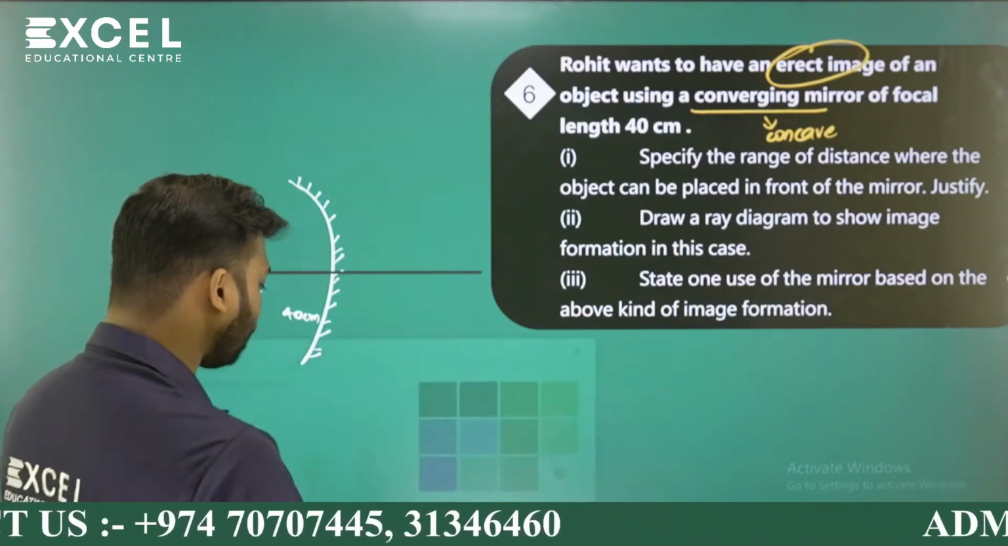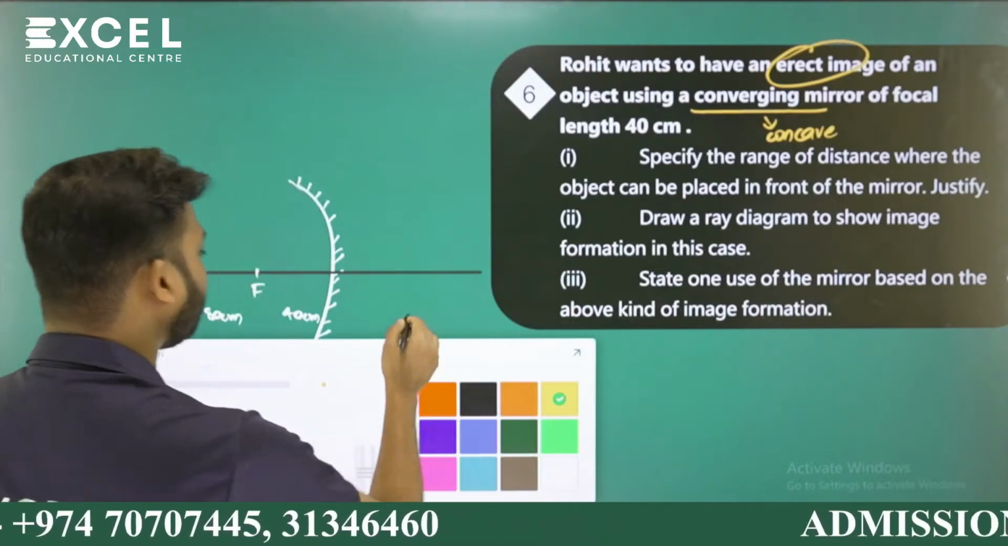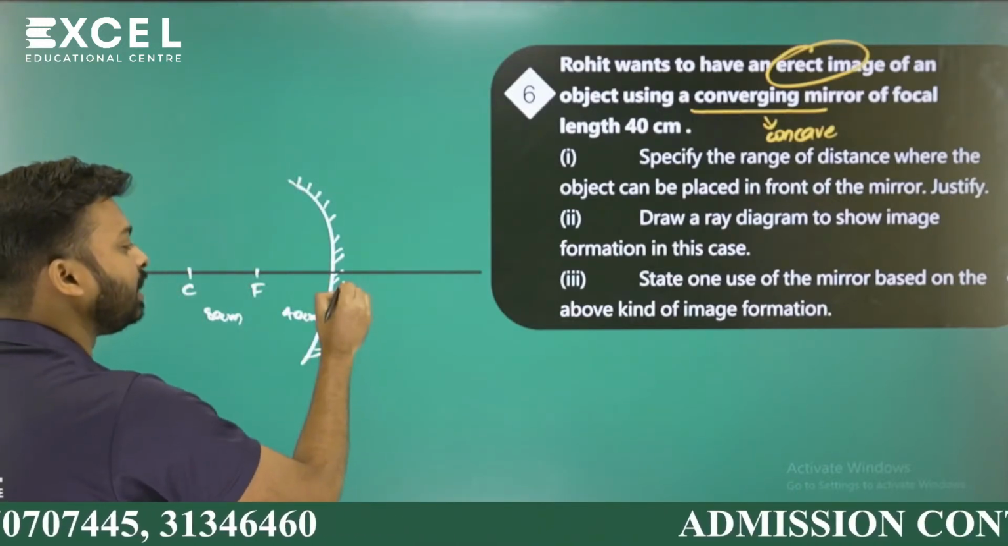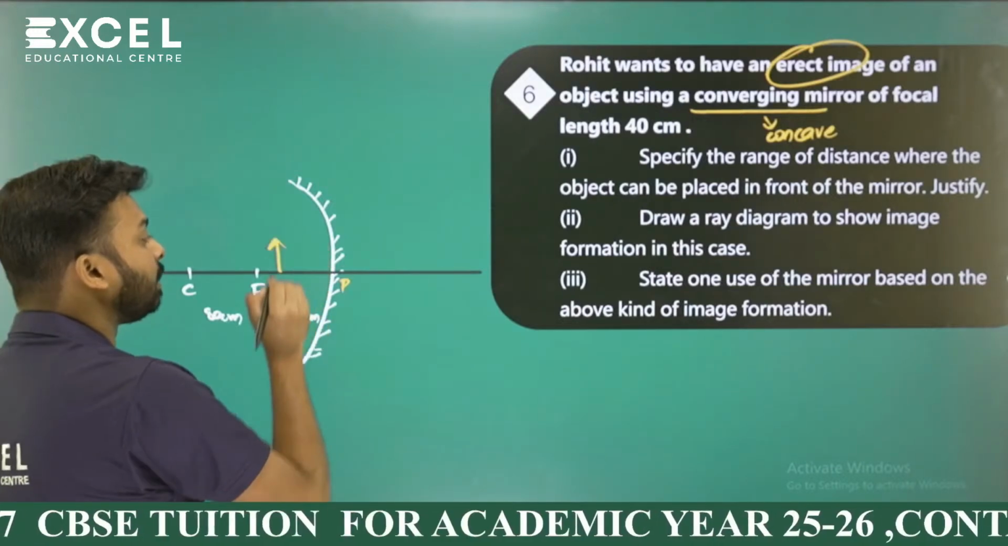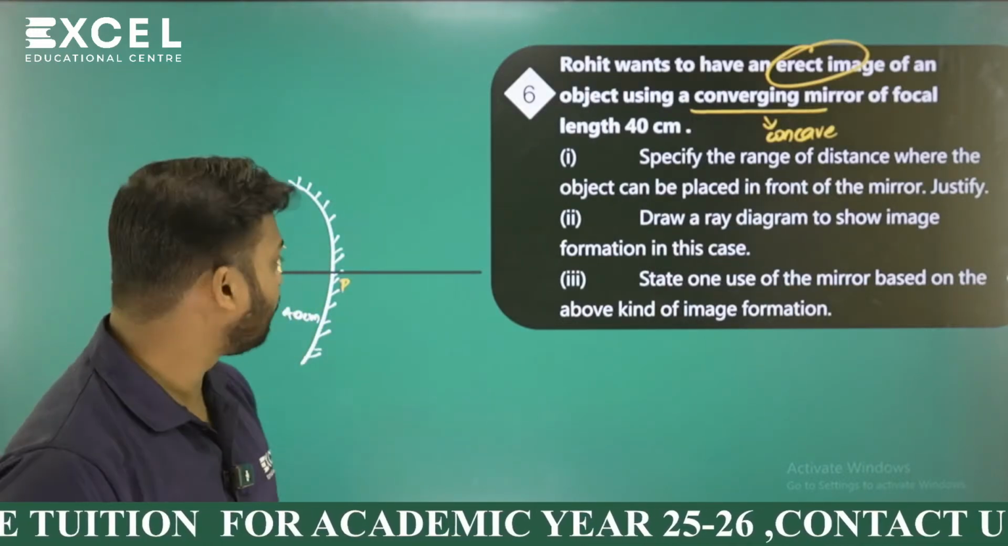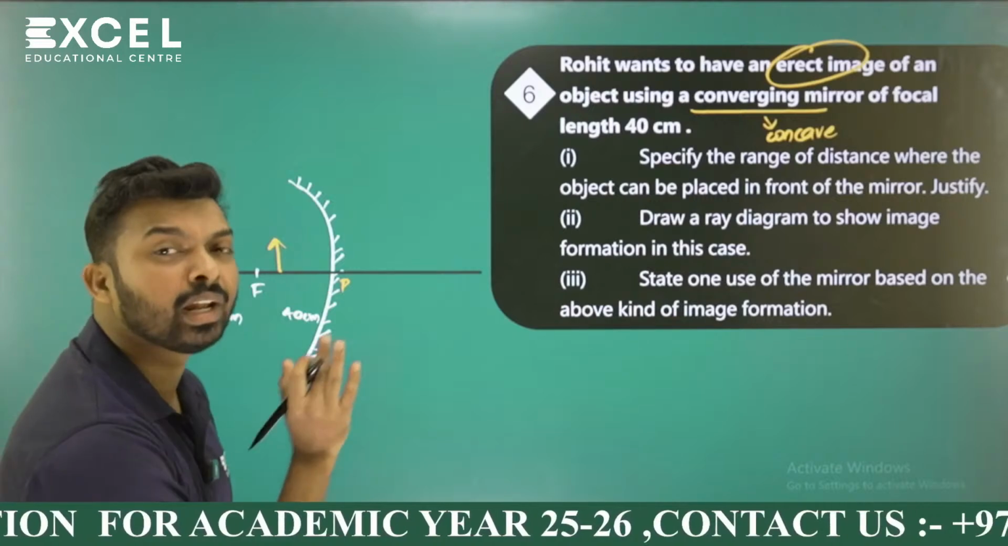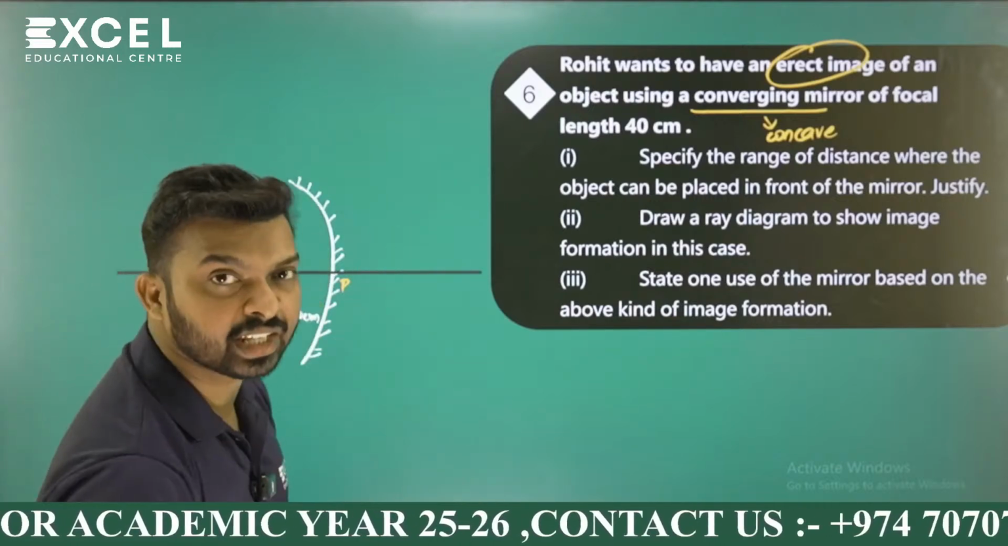Now listen, I'm going to keep an object. Where am I going to keep the object? I should be keeping the object between F and P. I'm keeping an object here between F and P. Anywhere you can keep between F and P, then only I'll be getting a virtual and erect image.